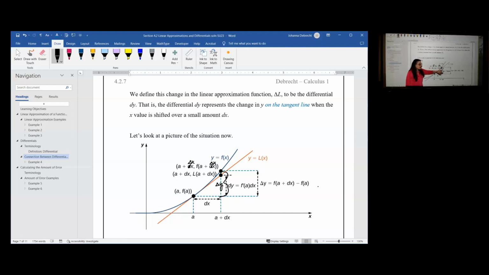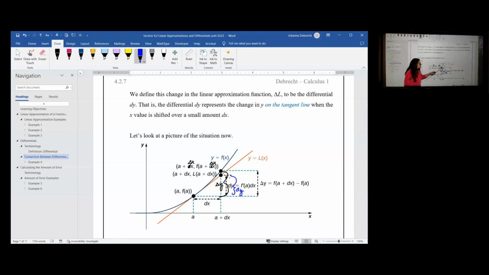Let's now work on the tangent line. We again have 2 points on the tangent line, a f of a, which they share, and this point, a plus dx, L of a plus dx. What we want to do is we want to know what's the change in y on the tangent line. That is dy, and that is this distance here. And by definition of what we did a moment ago, it's the derivative at a times the differential dx, which we know is also delta x.